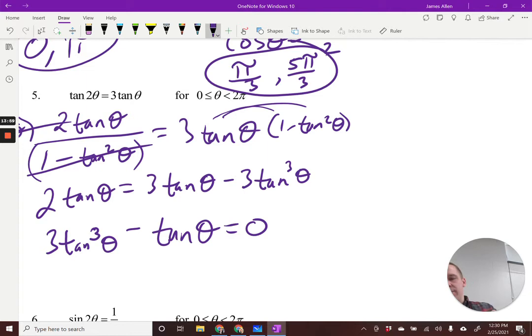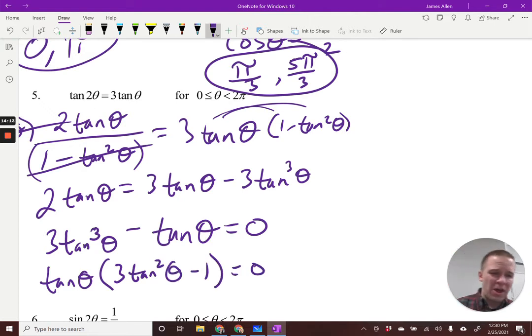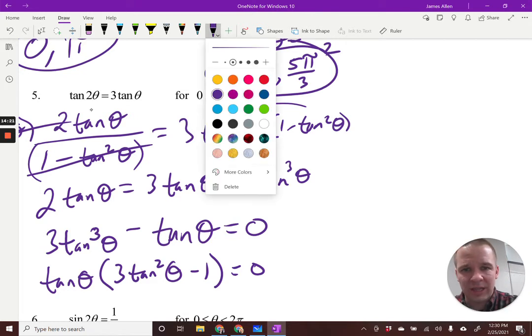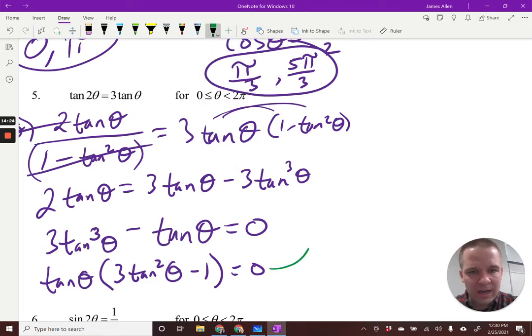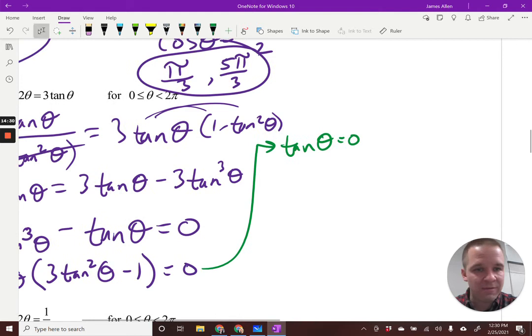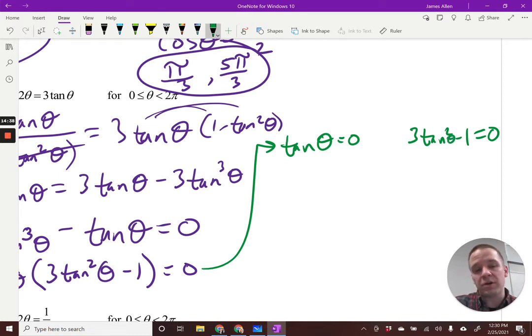I like that because I can factor out a tangent of theta. And now I'm left with 3 tangent squared theta minus 1 equals 0. It's all good. So I'm going to switch colors here so it doesn't get lost in the lines of work. So now I'm going to have tangent of theta equal to 0, and 3 tangent squared theta minus 1 equals 0. We've solved those before.